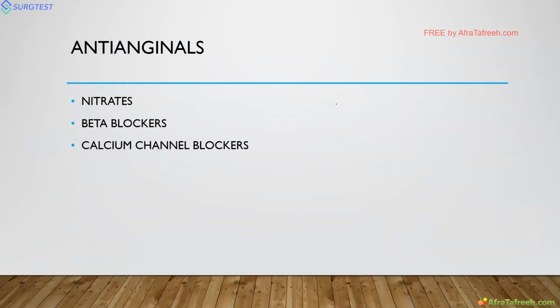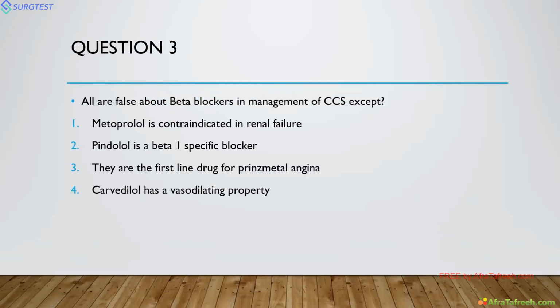Okay, coming to anti-anginals. Everyone will be knowing. The most important first-line anti-anginal drugs are nitrates, beta blockers, and calcium channel blockers. Among the nitrates, there are isosorbide dinitrate, isosorbide mononitrate, and glyceryl trinitrate. Beta blockers, you can use all classes of beta blockers, except beta blockers with intrinsic sympathomimetic activity, which we will discuss later. Then calcium channel blockers.